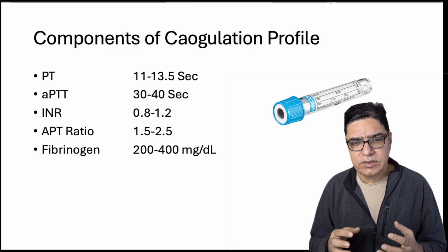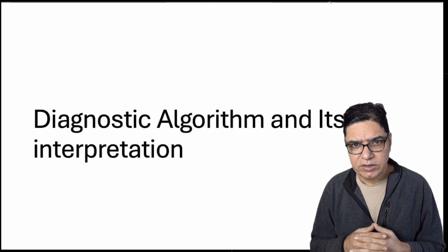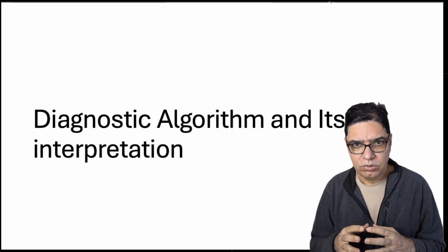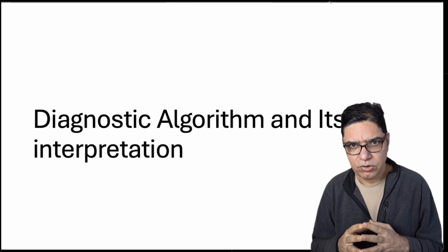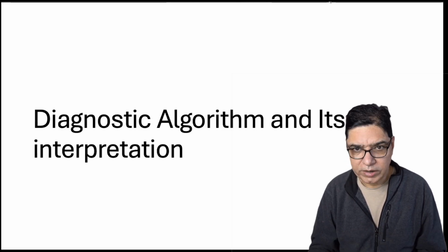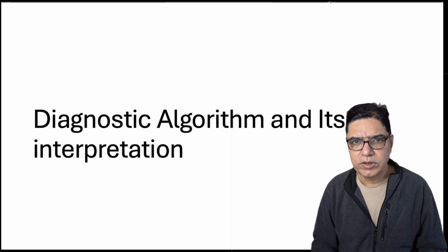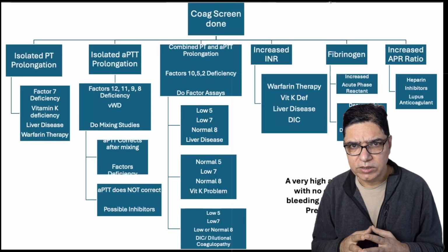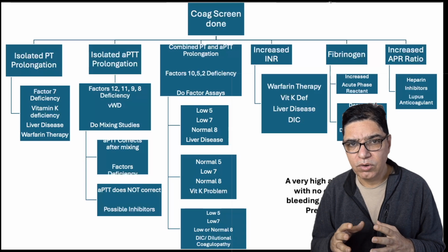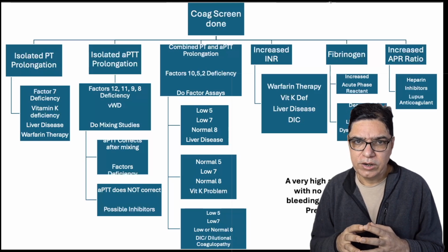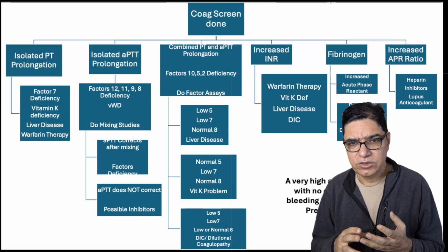Now let's talk about the diagnostic algorithm and its interpretation. So now we'll be looking at how we diagnose different types of disorders based on interpretation of this coagulation profile. Here on the screen you can see an algorithm. Let's say you have done a coagulation profile and you have got the results in front of you. And as I told you earlier, it consists of 5 things.